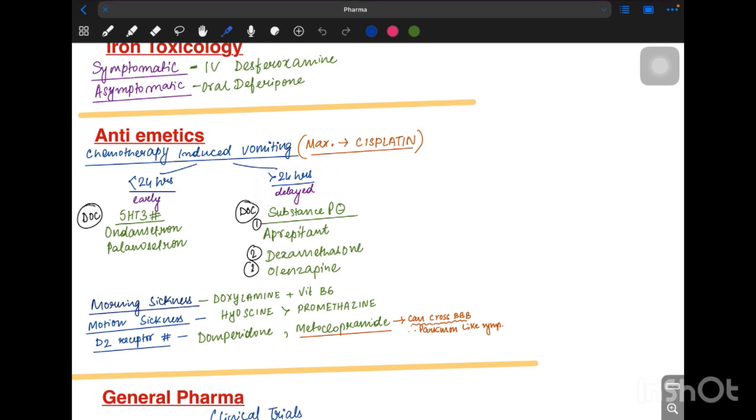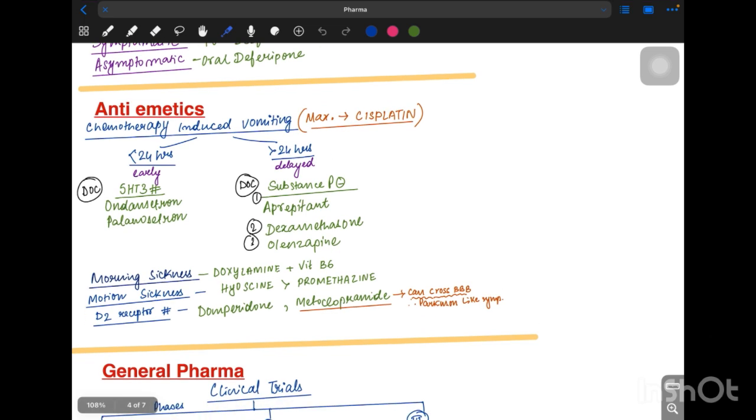Now in early vomiting, we can give 5-HT3 blockers. The drug of choice is 5-HT3 blockers. The drugs are ondansetron and palonosetron. All the setron drugs are given for early vomiting. For late vomiting, the drug of choice is substance P inhibitors. The name is aprepitant. It is a substance P inhibitor. The other drugs are dexamethasone and olanzapine. We can give these in late vomiting. And all the setron drugs like ondansetron and palonosetron, if setron is in the name, we need to give it for early vomiting, chemotherapy-induced vomiting due to cisplatin.